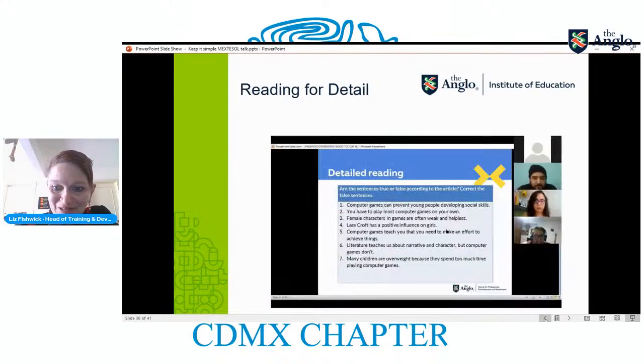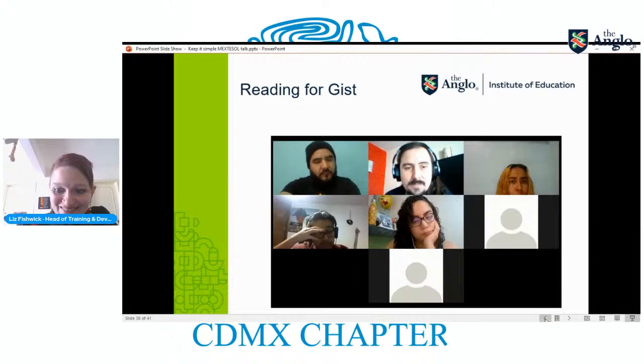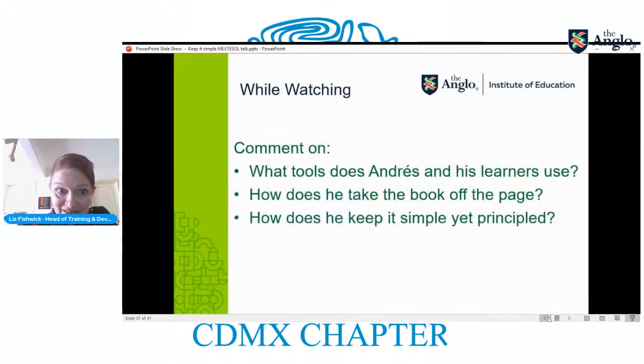Okay, so that's your final question. If I go back, let's talk about Andres' class. What tools does he use? And how does he take the book off the page? And how does he keep this really focused on what learners are doing at this stage, reacting to the text in a post task? If you can put your comments now, please, in the comments.